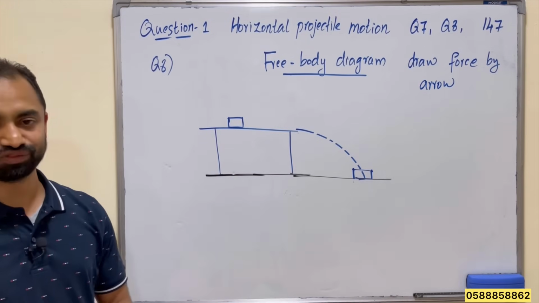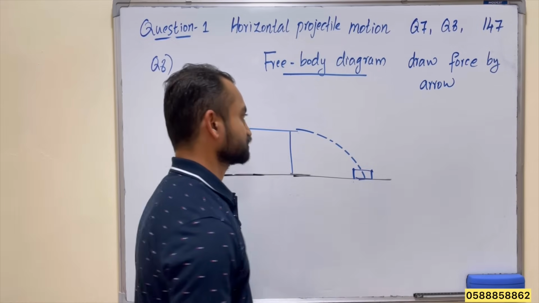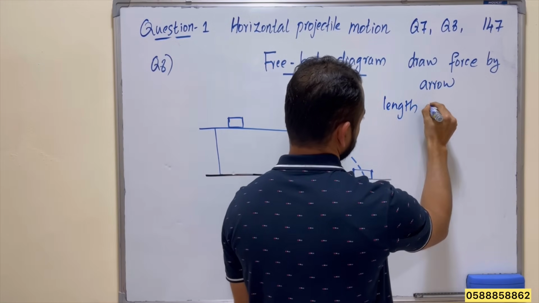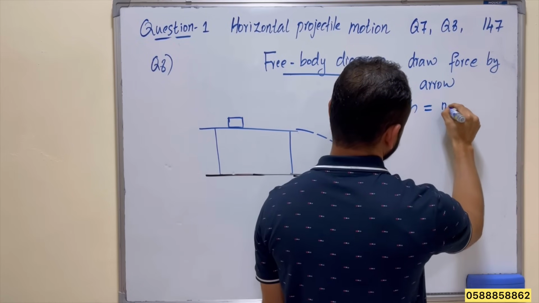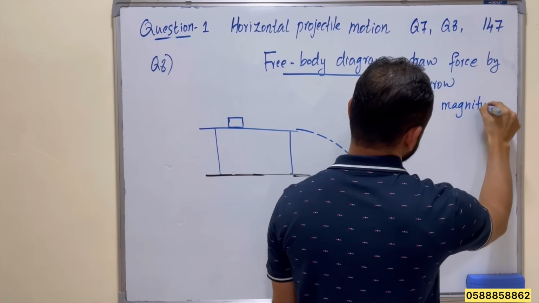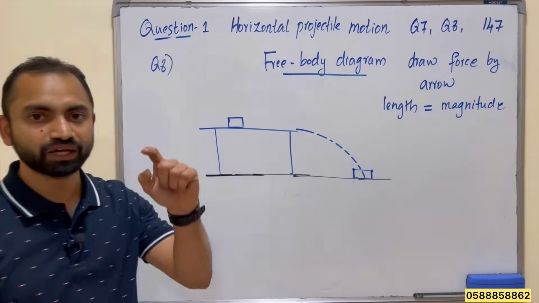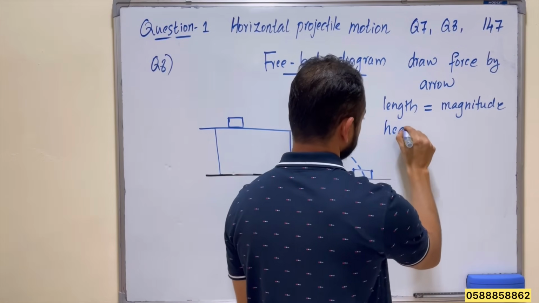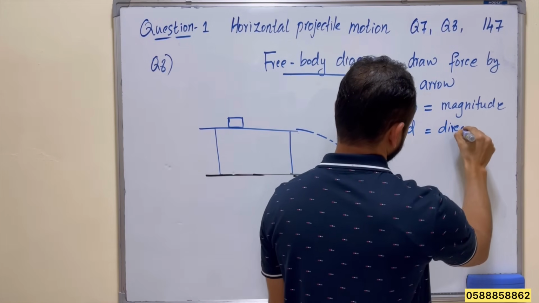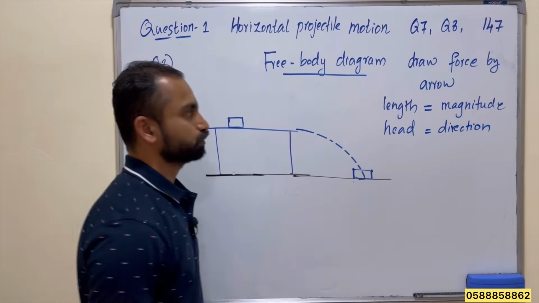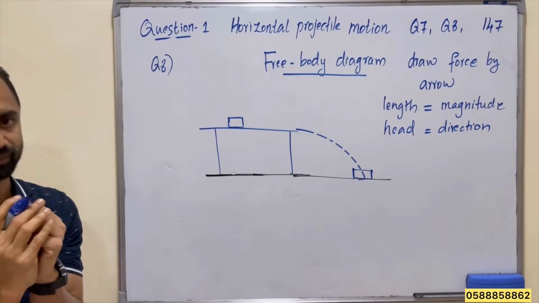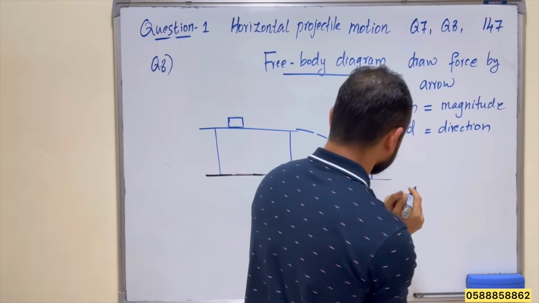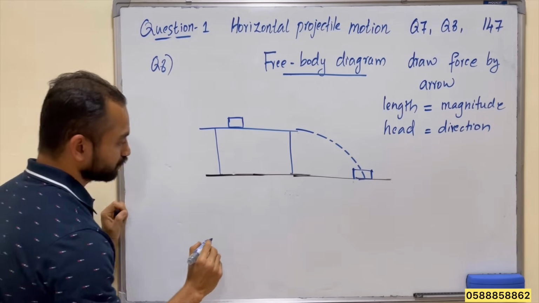How does an arrow represent force? The length of the arrow represents the size of the force, or the magnitude of the force. Length of the arrow is equal to the magnitude of the force. Magnitude means size of the force. And the arrowhead, the head of the arrow, represents the direction of the force. So this is a free body diagram, and when we are drawing a free body diagram, we will represent the system by a dot.